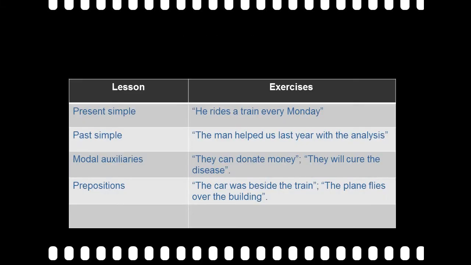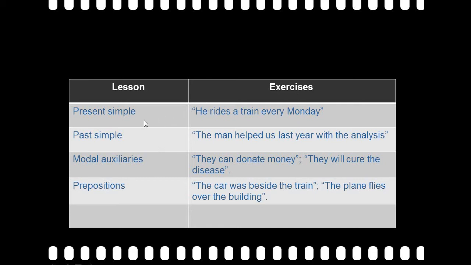Now let me present you with a sample of a syllabus. So you have here the lesson, and you have here the exercises that accompany the lesson of this syllabus. The lesson contains the present simple, the past simple, the modal auxiliaries, and the prepositions. So these are the lessons that are taught to the students. The students have to learn these forms in the grammar class.